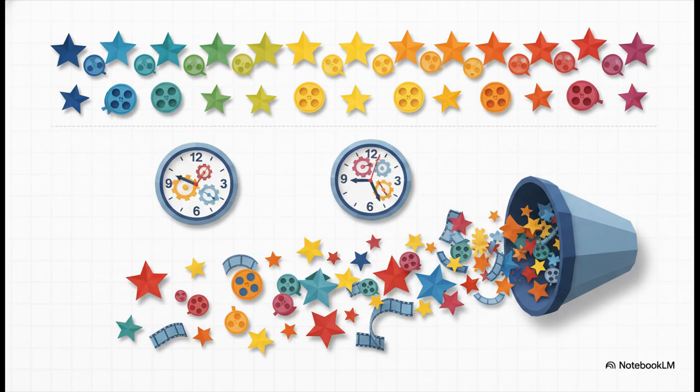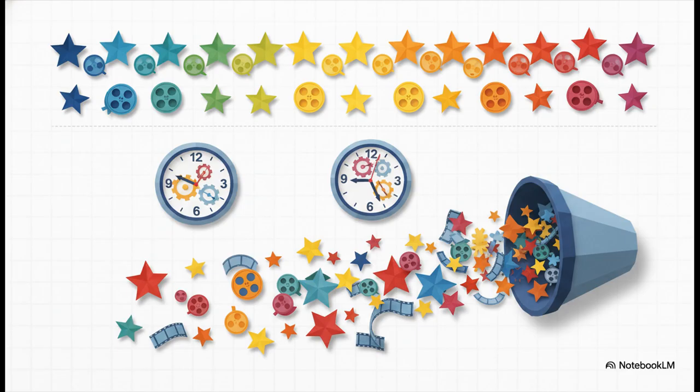Event time is when the event actually happened out in the real world, like the narrative chronological order of the Star Wars movies, starting with Episode 1. But processing time? That's when your system actually sees the event, like the real-world release dates of the movies in theaters, starting with Episode 4 back in 1977.